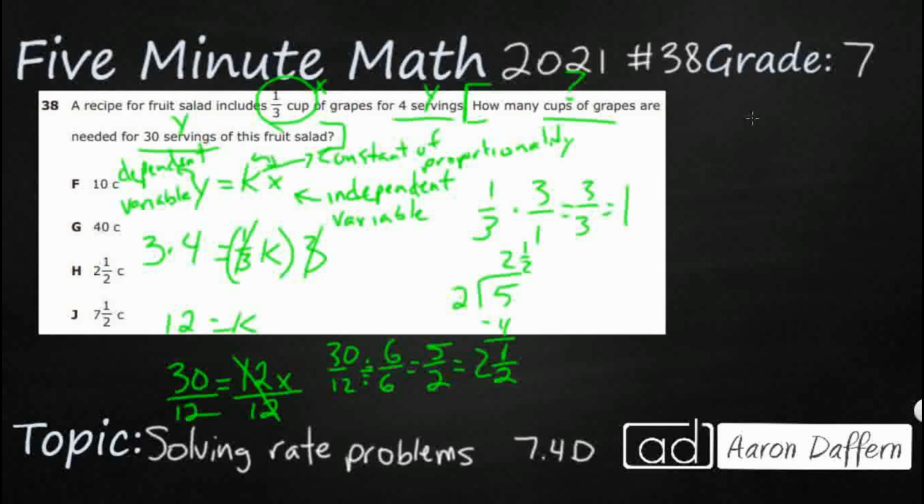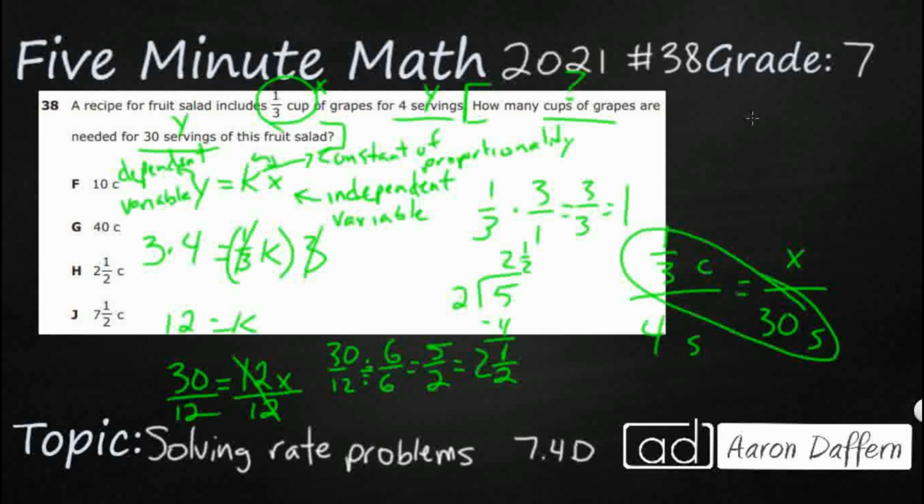Now I said there's another way to do this. You might have seen this with proportion. You saw 3 numbers. You saw the 1/3 cups of grapes. You saw the 4 servings. It is a little bit strange to have a fraction within a fraction, but just roll with it. And then we got cups of grapes. So, right, we've got our unknown here over 30 servings.